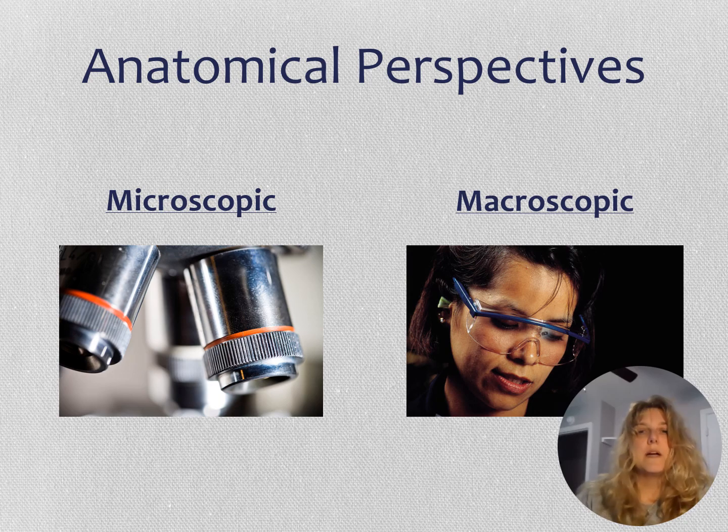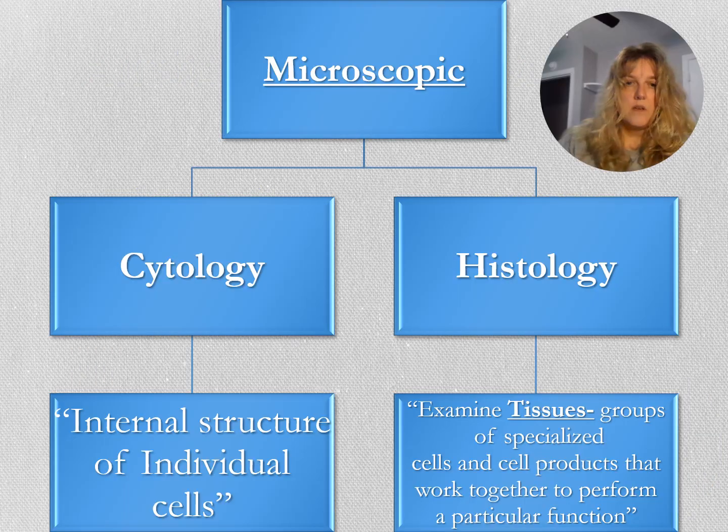So when we talk about microscopic anatomical perspectives, we have to break them down even further. You have the microscopic, which is cytology, or you could look at it from histology. Now, cytology, cyte meaning cell. So in this case, it's the study of the internal structure of these individual cells.